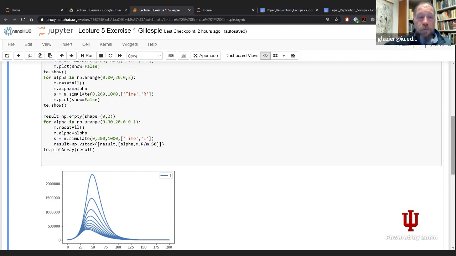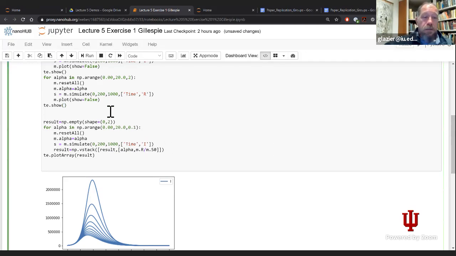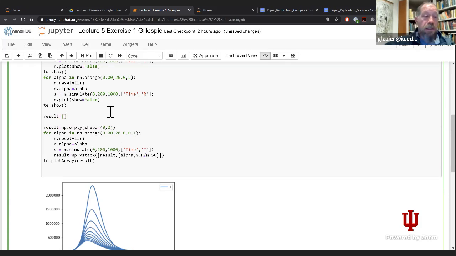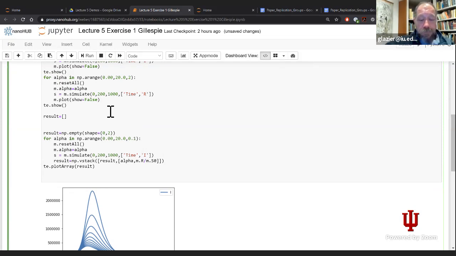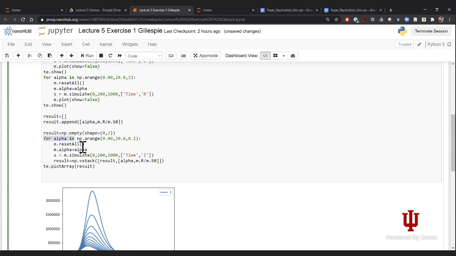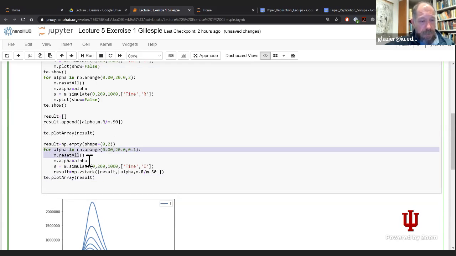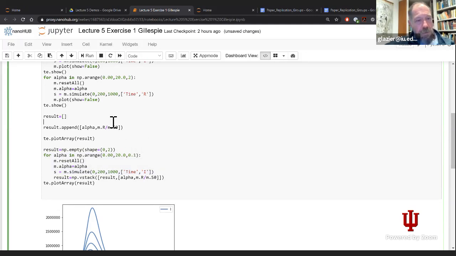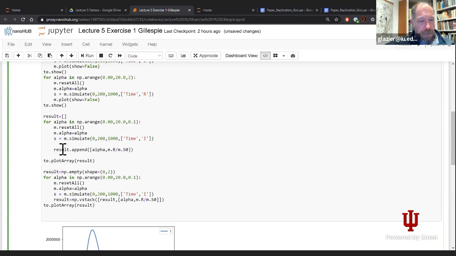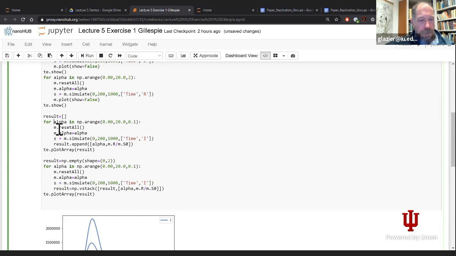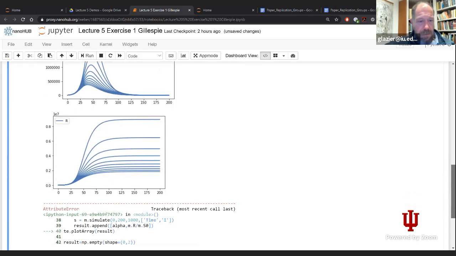I don't know of one. Again, you could do something like result equals an empty list, and then result dot append that, and then plot array. I think that would work. I ended up getting the result, so I think that might be a little bit simpler. And then I think plot array will work. So let me try it. I can't promise.